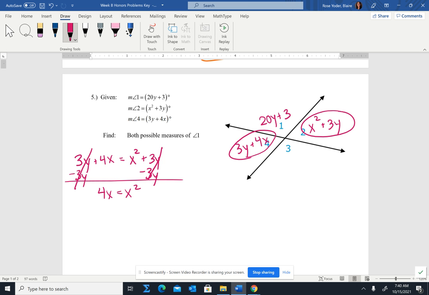So I don't know how much you did with quadratics last year, but when you have an x squared, you actually want to get it equal to 0. So I'm going to subtract the 4x, and I know that those aren't like terms, but that's okay. I just keep them separate.